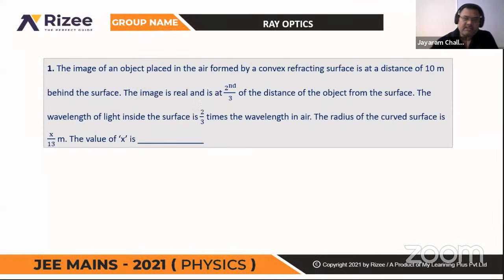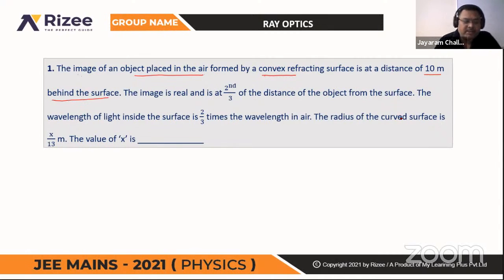So now let us start with our first model of today's question. The image of an object placed in the air, formed by a convex refracting surface, is at a distance of 10 meters behind the surface.